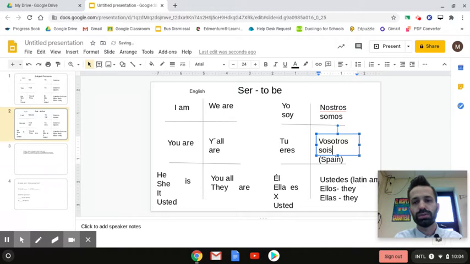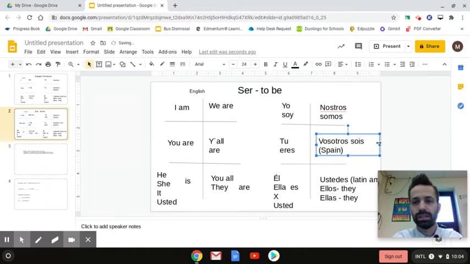Vosotros sois. Now this one is special. This is like this y'all here. This is the plural version of you. In English, you can just say you and make it plural. And in Spanish, it's a different word. Tú goes to vosotros. This is the informal one. I don't know if you remember, there's an informal version of the word you in Spanish and a formal version, which is this one here, usted. Only in Spain do they still use this informal version of you all, vosotros. So you won't use it very much here in class.